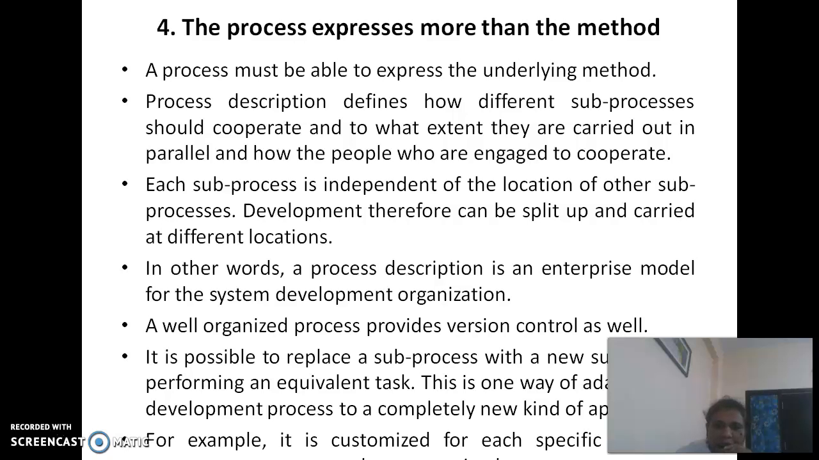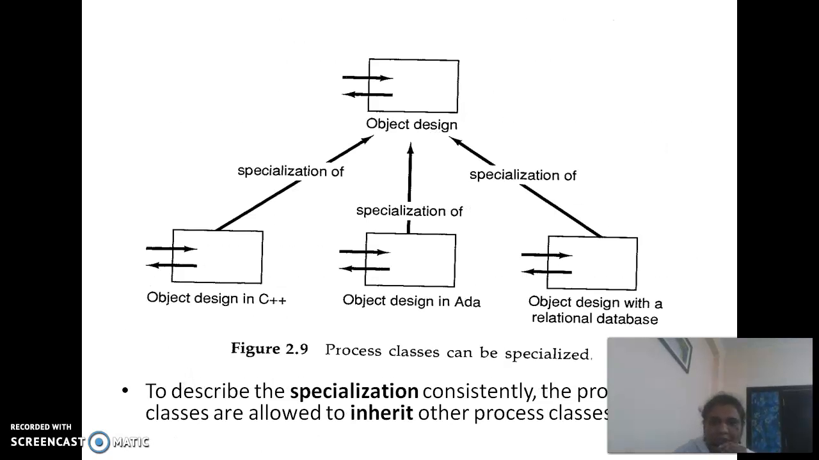This is one way of adapting the development process to a completely new kind of application. For example, it is customized for each specific database management system and programming language. Coming to this figure, the process classes can be specialized. This is a UML diagram, which shows the generalization and the specialization of each of these classes.